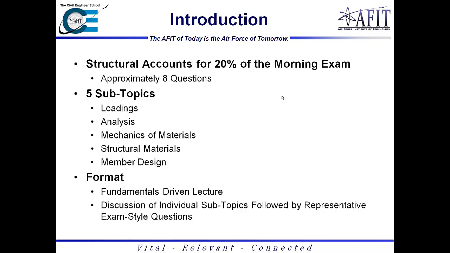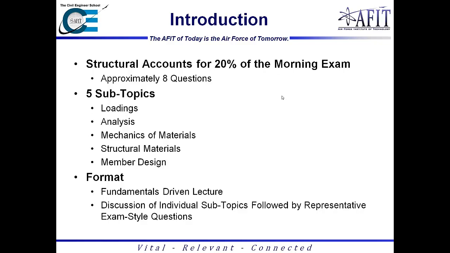And so what we'll be doing today is we'll kind of go through the fundamentals of each one of these subtopics throughout the lecture here. And the way this is kind of set up is I'll explain the fundamentals, concept behind each one of the topics, and then kind of give you a brief example of how to actually calculate it, or basically kind of how it's actually formatted. So just like the morning exam, this lecture is very fundamentals driven.